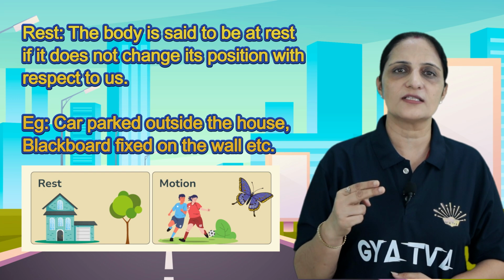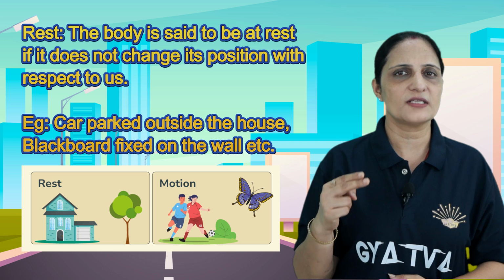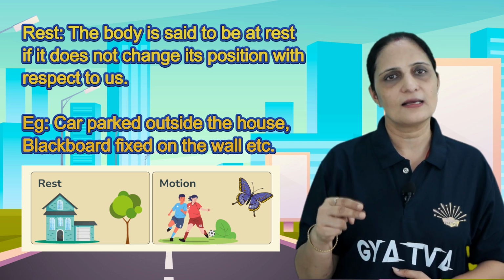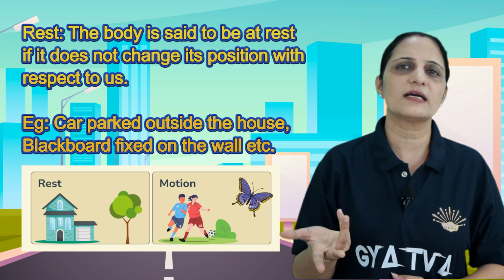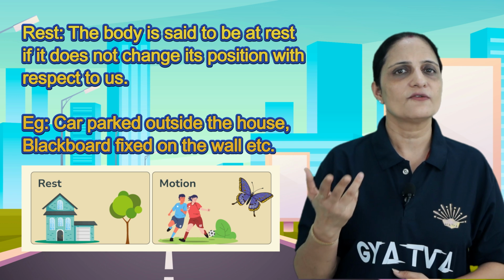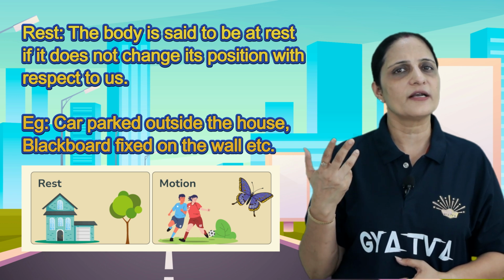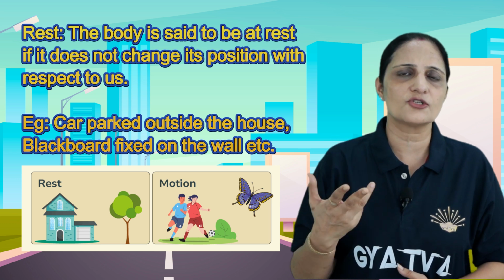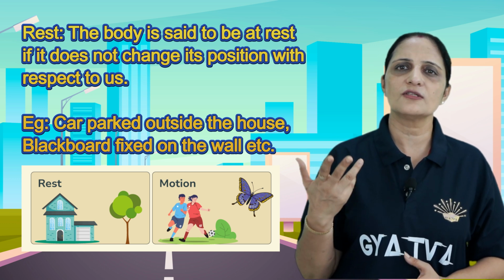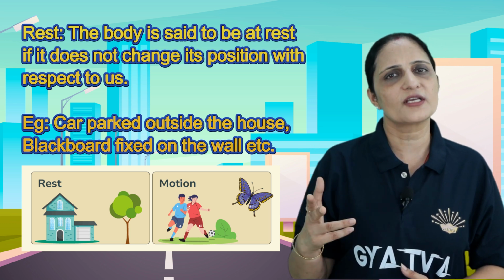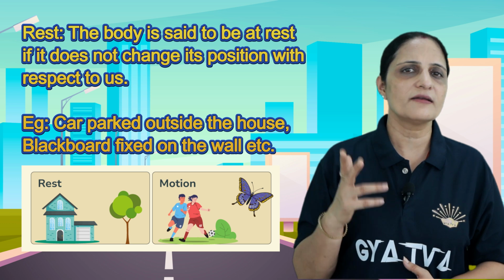Next term is rest. The body is said to be at rest if it doesn't change its position with respect to us, or you can say with respect to a fixed point, that is called a reference point, or with respect to the origin. For example, the car which is parked outside your house is at rest because it is not changing its position, or the blackboard which is fixed on the wall in your school. Again, with respect to time, the blackboard is fixed, means it is at rest.